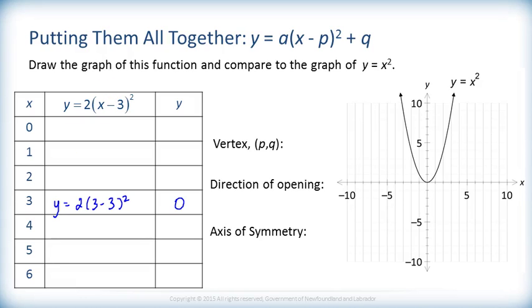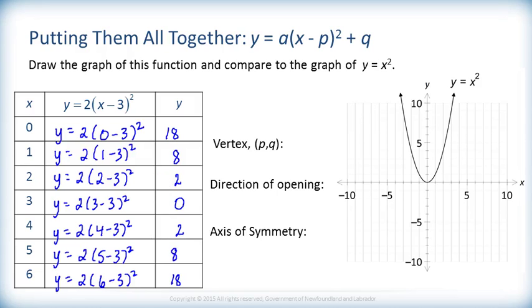Well, it does indeed. 3 minus 3 is 0, squared is 0, times 2 is 0. So we do get that 0. Still not quite sure about the vertex part. Well, it looks like the points are beginning to mirror here when I put in 2 for the x and 4 for the x, I get the same y values. Let's complete the rest of the table. Well, it does look like the points are mirrored on either side of x equals 3. Let's plot the graph.